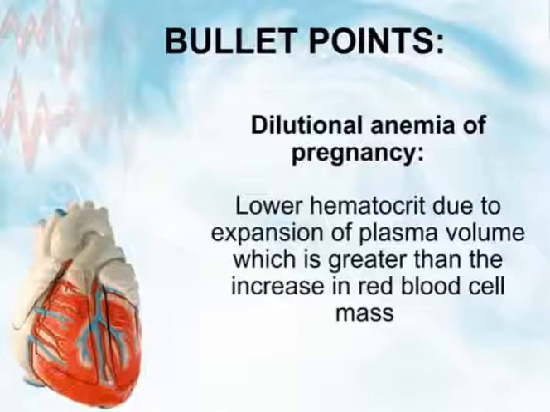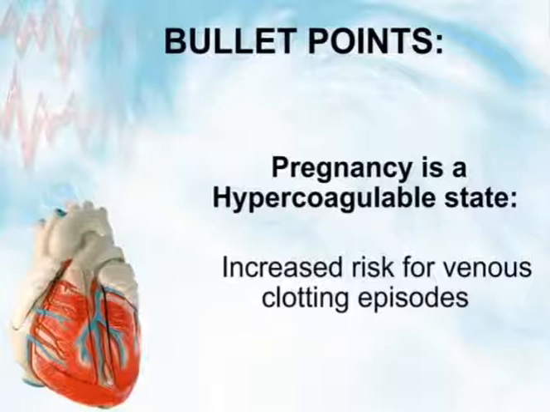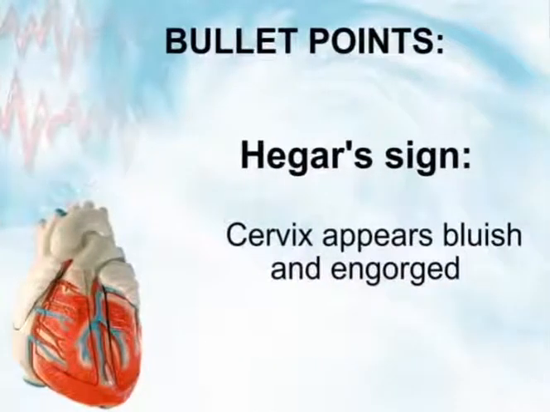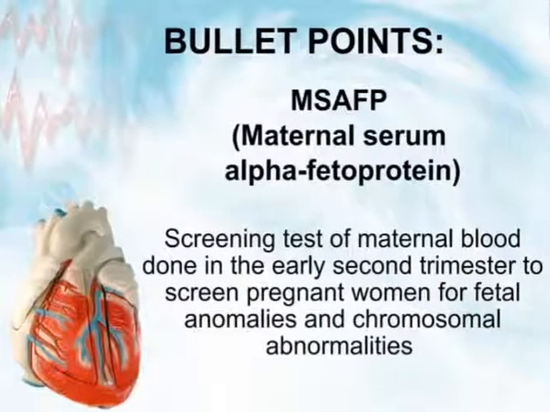Here I would like to give some few points which are very important in the maternal and physiological changes in pregnancy. Dilution anemia of pregnancy: this means there will be a lower hematocrit due to the expansion of plasma volume, which is greater than the increase in the red blood cell mass. Bullet points. Pregnancy is a hypercoagulable state, that is an increased risk for venous clotting episodes. Hegar sign, that is the cervix appears bluish and engorged.